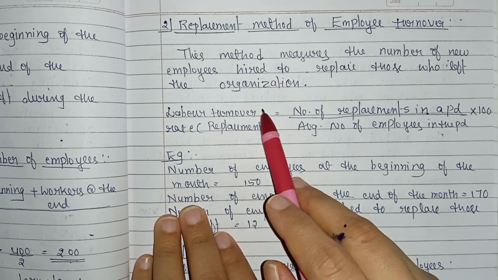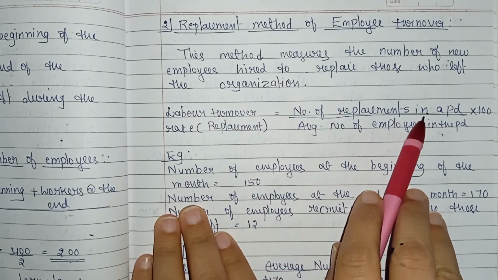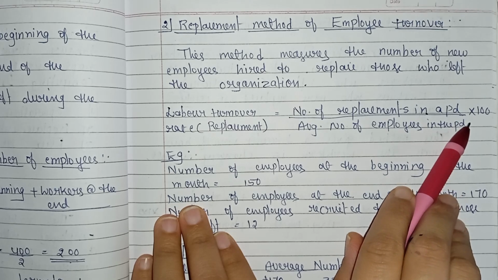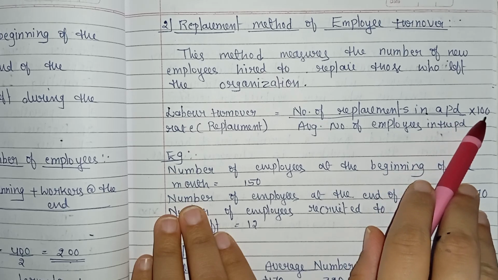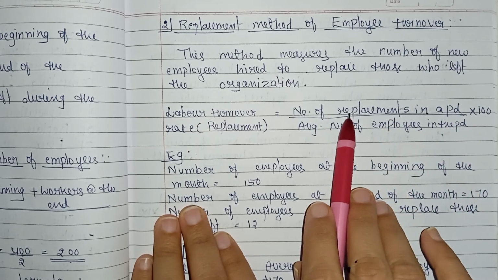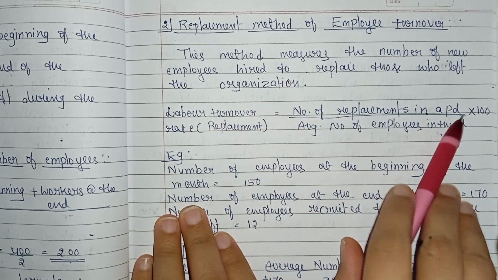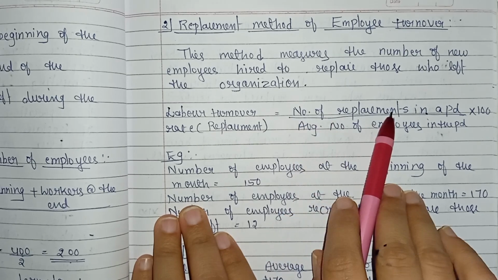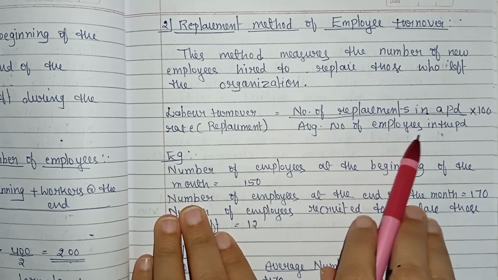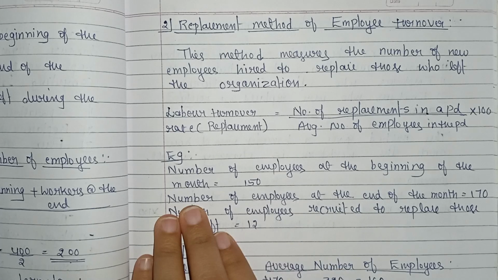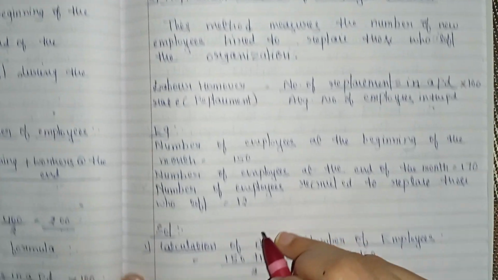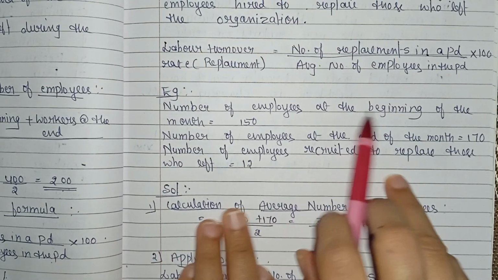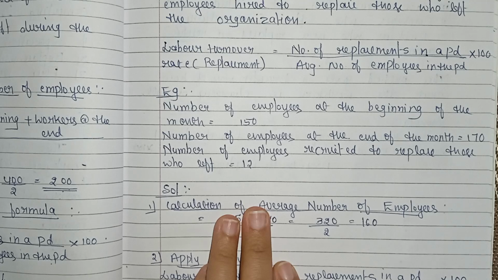So here, what is the labor turnover rate? Number of replacements in a period divided by average number of employees in the period, into 100. Same formula, but here we need to change: instead of number of separations in a period, we write number of replacements in a period. And average number of employees in the period is the same, that is workers at the beginning plus workers at the end divided by 2. In this way we need to calculate. So let's solve an example. Number of employees at the beginning of the month is 150.